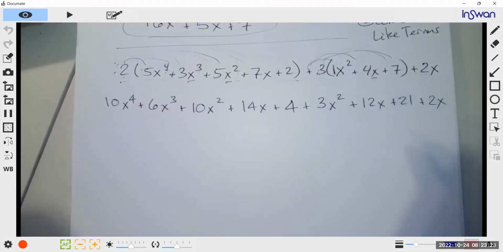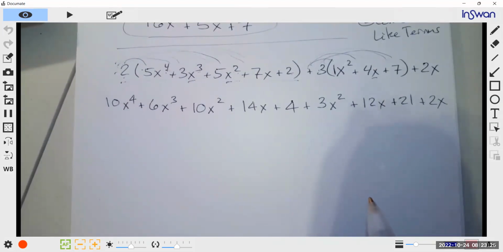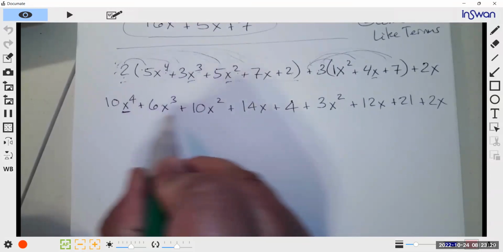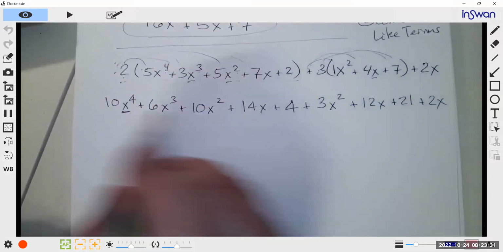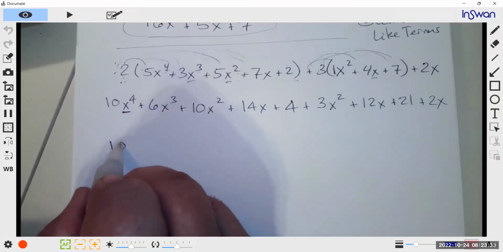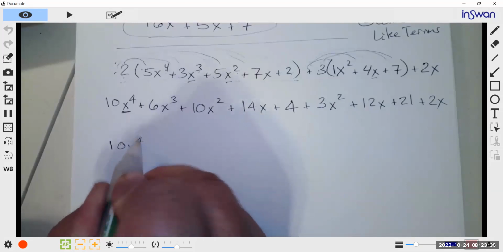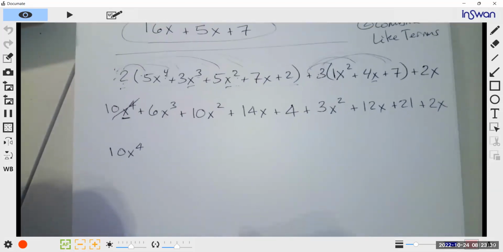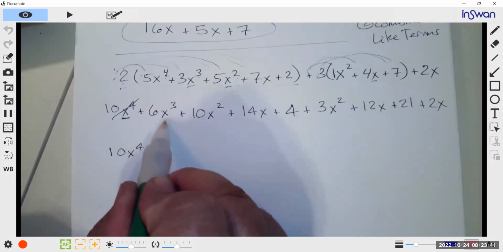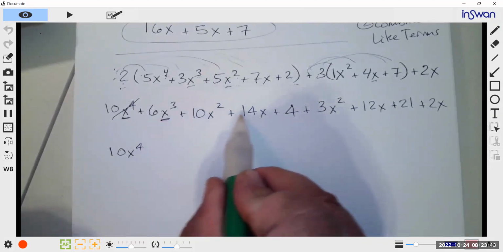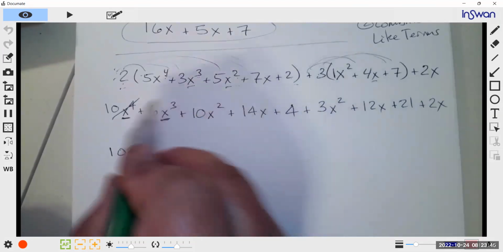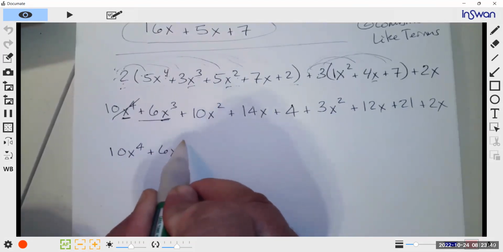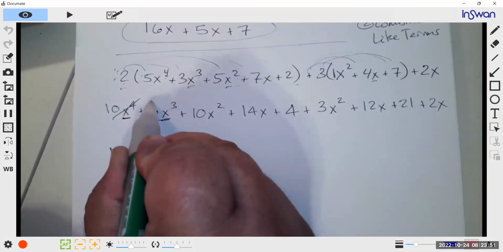So we got rid of the parentheses, which means now we have to combine like terms. So let's look at all these. Any more x to the 4ths? No. So our first number is 10x to the 4th. That one's finished, so block it off. The next one, have a look at thirds. Here's an x to the third. Are there any more x to the thirds? No. So my next number in my sequence is 6x to the third, and that one's done.